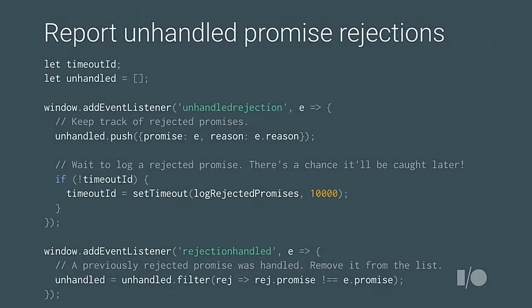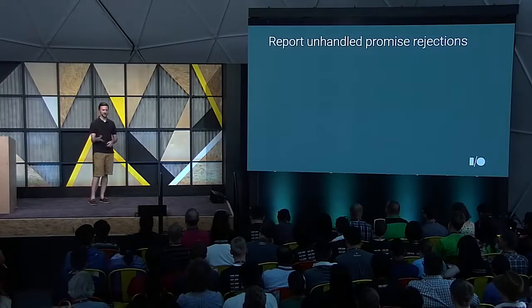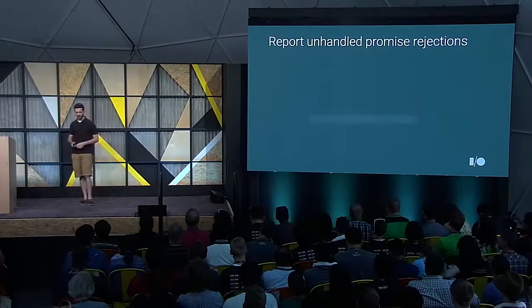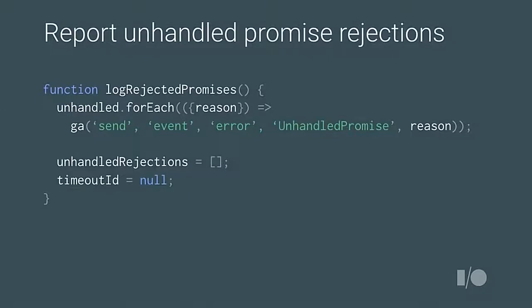The interesting thing here is that just because a promise isn't handled right away doesn't mean it's an error, right? So our quick hack here was to wait 10 seconds. If it's not handled in 10 seconds, then it's probably an error. So we report that to analytics. We just push all these unhandled promises onto an array and then report those to analytics. There it is, just another error event, unhandled promise, and then the reason it was unhandled.